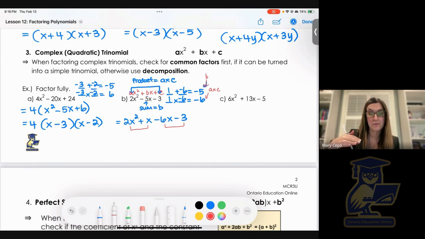So again, sum is the middle term, product is A times C. So 2 times -3 is the product of -6. The sum is -5.